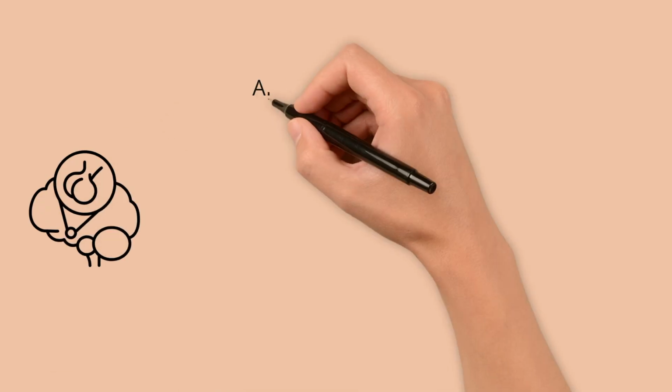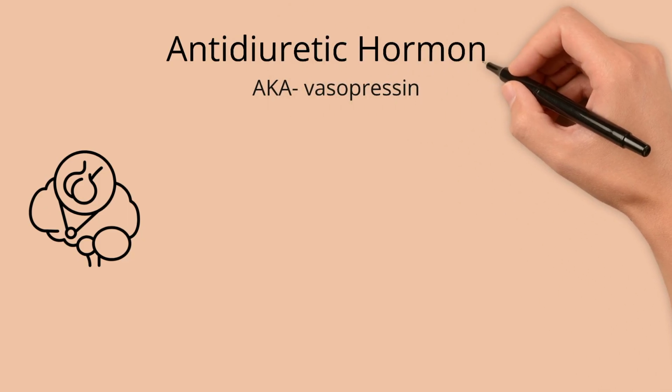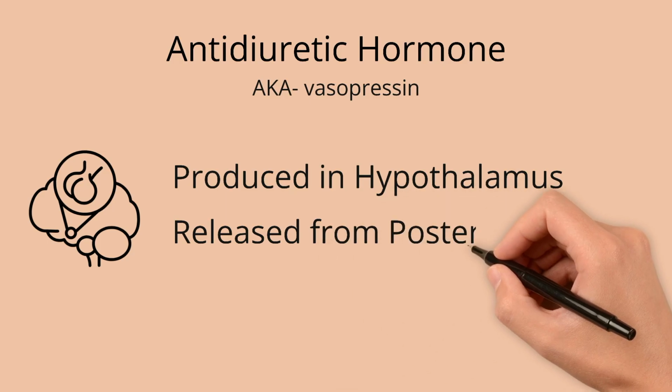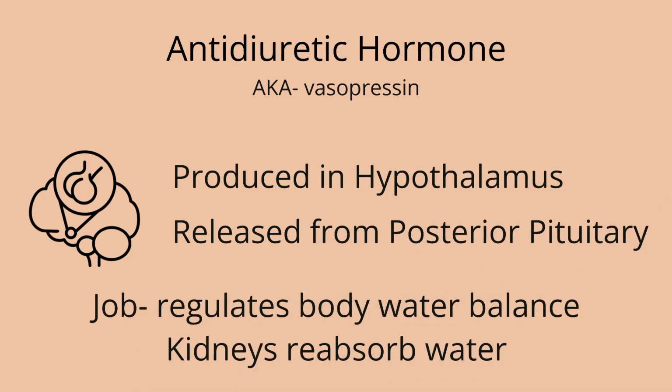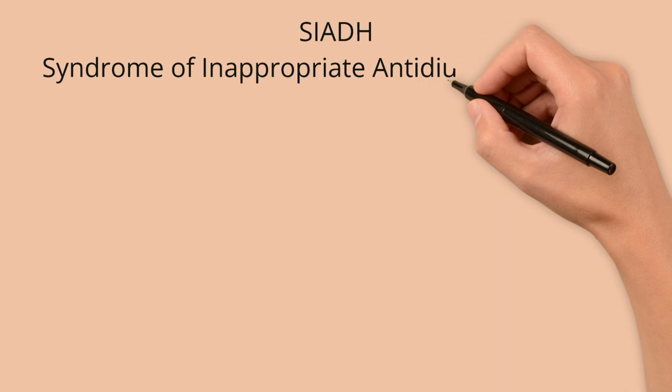Everything revolves around antidiuretic hormone, aka vasopressin. Now remember, antidiuretic hormone is produced in your hypothalamus, but it's stored and released from your posterior pituitary. Its job is to regulate our body water balance, helping the kidneys to reabsorb water when it's needed. Well, let's start with SIADH, which stands for Syndrome of Inappropriate Antidiuretic Hormone.